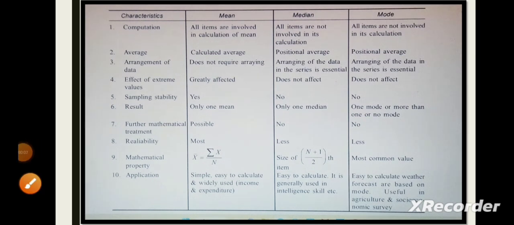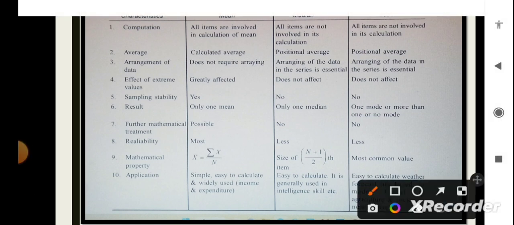Let's see this chart which gives the difference between mean, median and mode, and it also describes their properties. For the calculation of mean, which is the average, all items are involved. But in case of median and mode, all items are not involved. Mean is the calculated average, whereas median and mode are the positional average. For calculation of mean, the arrangement of data is not required. But for the calculation of mode and median, the arrangement of data in the series is very important.